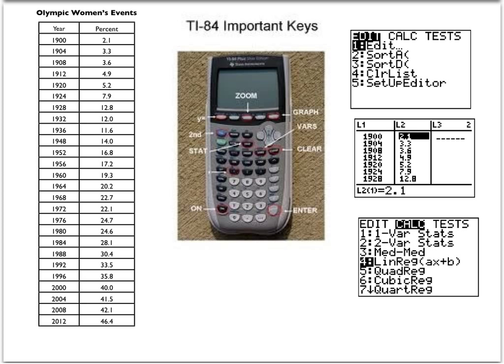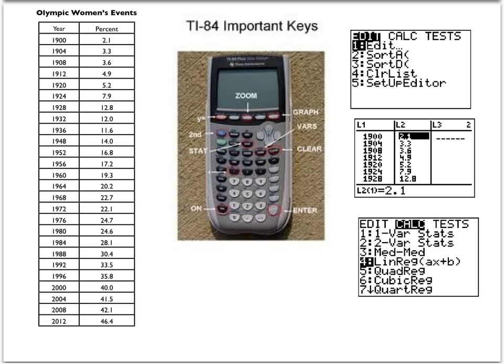Anyway, here's the data we're going to be looking at with the Olympics that just got done not too long ago. Here's the women looking at their events. And as you might guess, the percentage of the women's events in the Olympics have certainly increased over the years, from a mere 2% back in 1900 all the way to 46.4% in the Olympics that were just completed. So a really nice progression for the percentage of events for women in the Olympics.